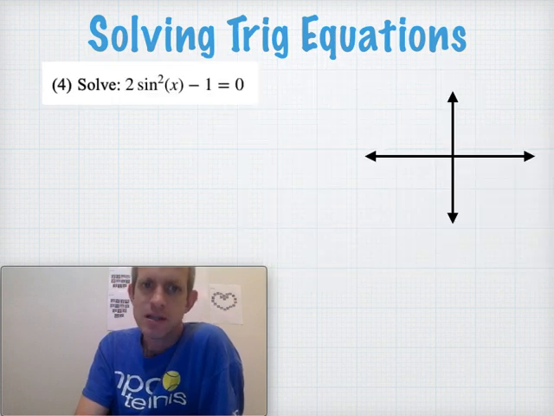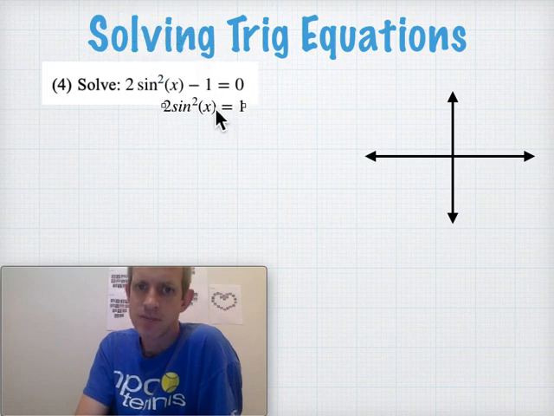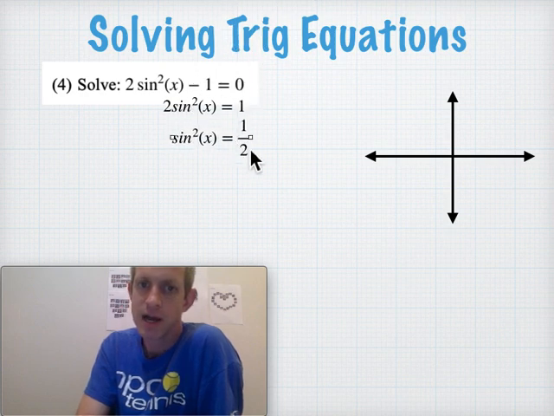Here is a little bit more complicated of an equation, but the basic principle is kind of the same. I want to try to get trig alone. And so to do that, I'm going to add a 1 to both sides. That gives me 2 sine of x equals 1. Then I'll divide everything by 2. It gives me sine of x equals 1/2.